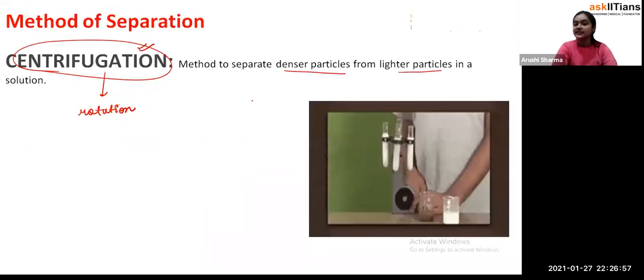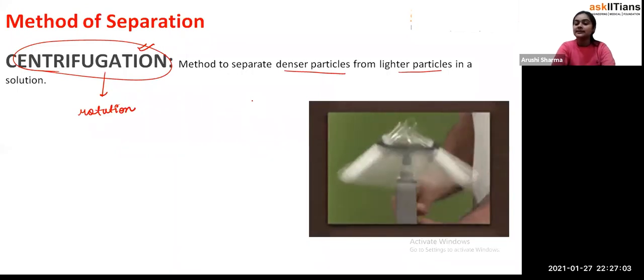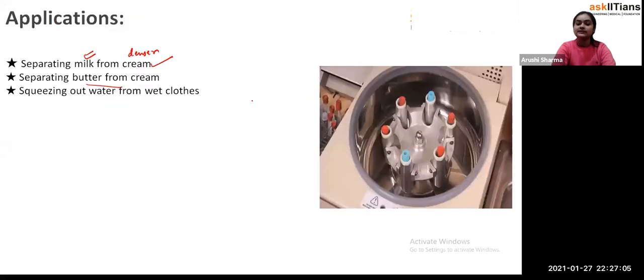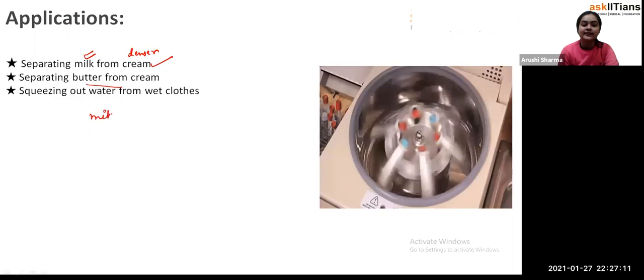And then we have seen centrifugation, which is done to separate the denser particles from the lighter particles, like milk from cream, butter from cream. So that's how, students, milk is very light.